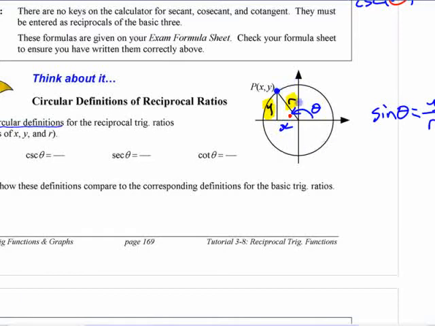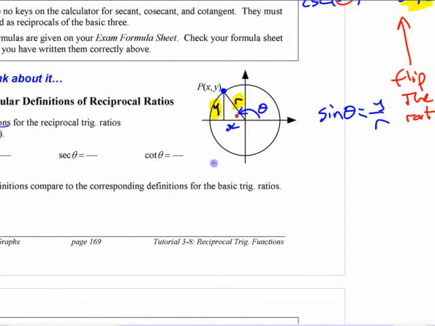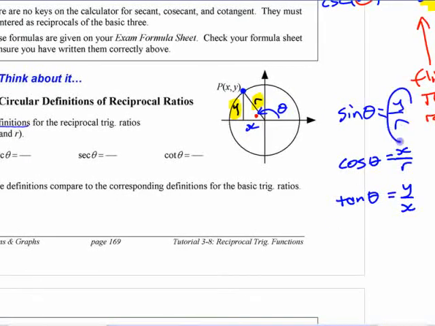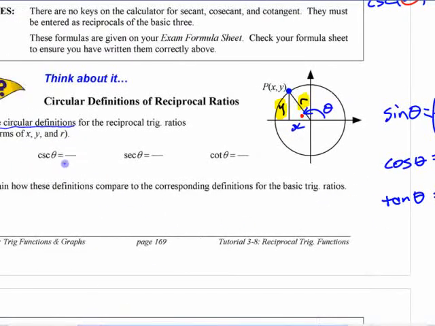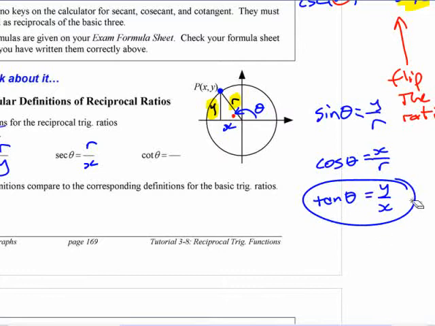If this point is anywhere around that circle, the sine ratio is the y-coordinate divided by the radius. The cosine is the x-coordinate divided by the radius, and so on. The tangent is the y divided by the x. If you want the reciprocals, if sine is y over r, then the cosecant, its reciprocal, is r over y. If the cosine is x over r, then secant is r over x. And if tangent's y over x, then this is x over y.